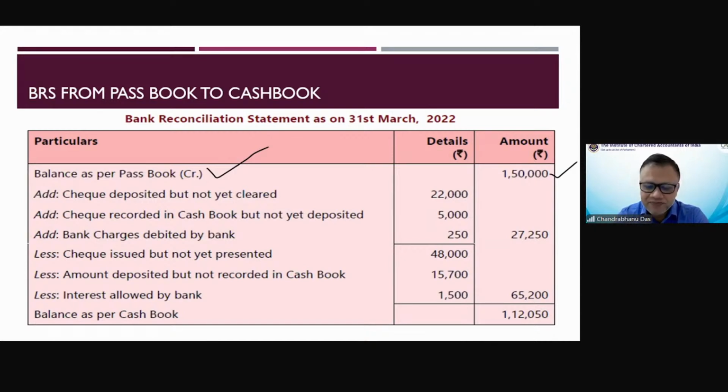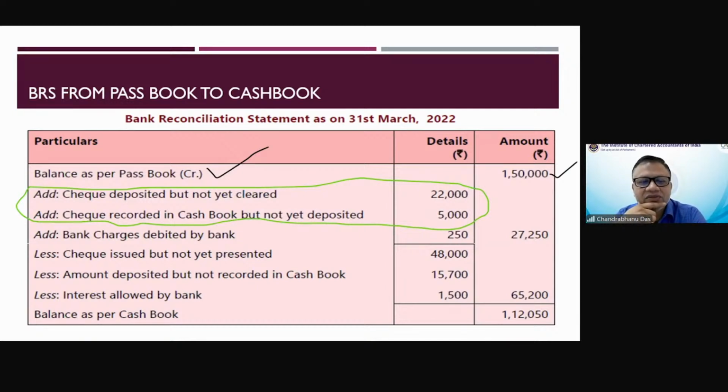So first of all, you see the checks which are deposited but not yet cleared, and the checks which are recorded in the cash book but not yet deposited. These two should be added back. These two are check deposits. They should increase the balance of the cash book.